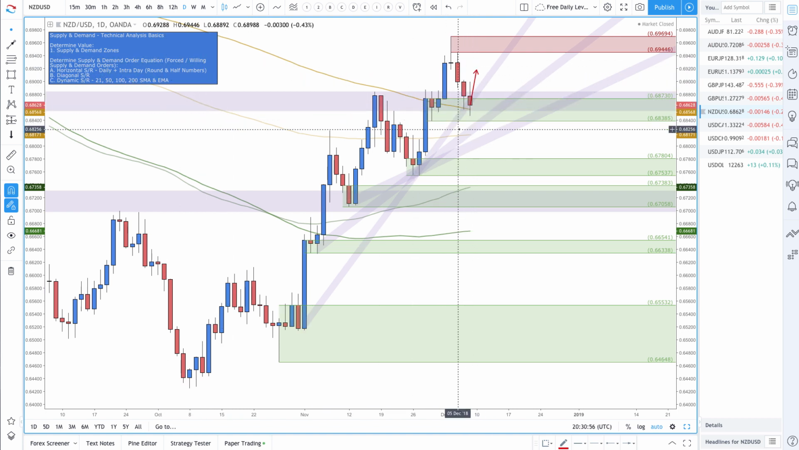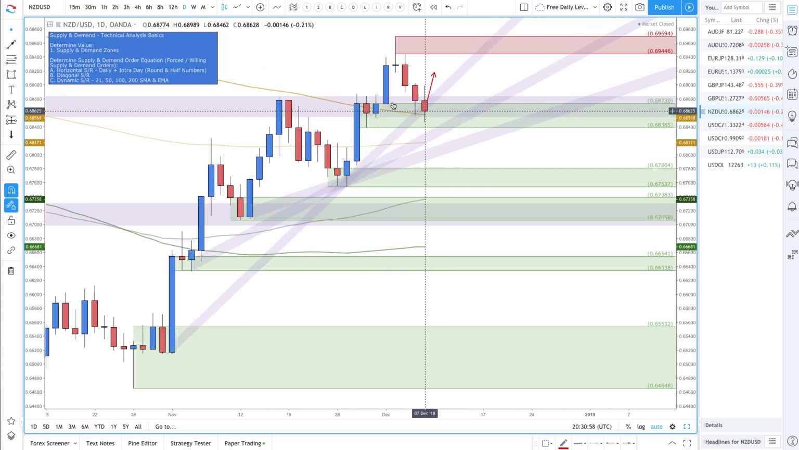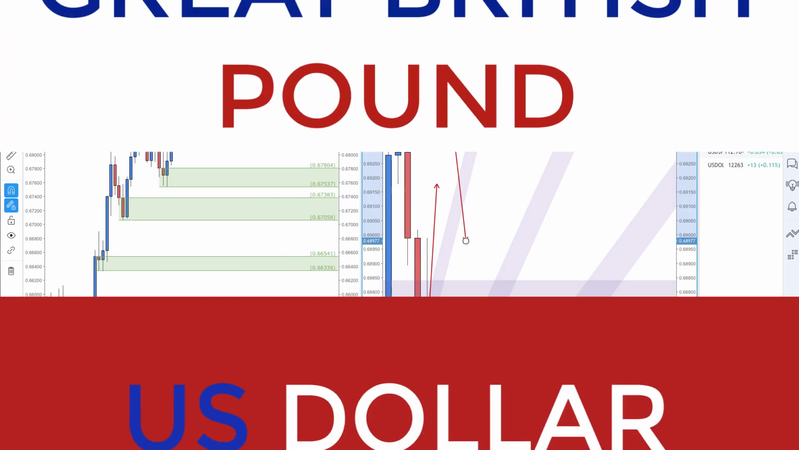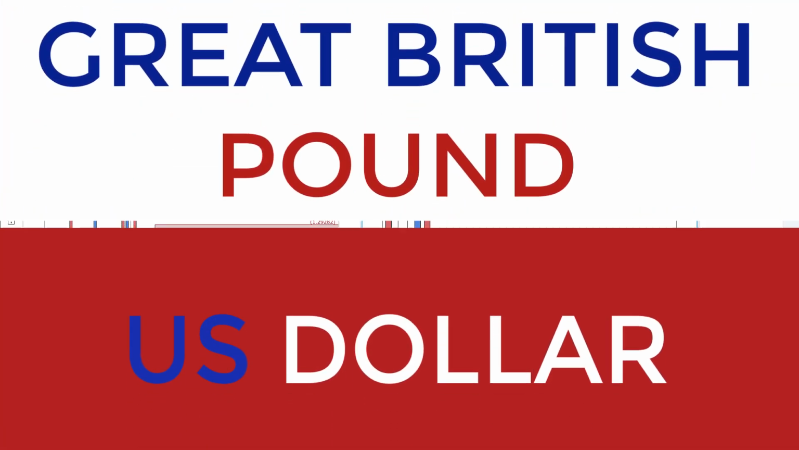But again, technically it looks good, but from a fundamental perspective, why do you want to be a buyer of the New Zealand dollar over the US dollar? That's the question you have to ask yourself. It's not always about the technicals. But if you're looking to be a seller, then pretty much this supply zone is the area where you're looking to potentially get short if prices do come back up to this area here. So then moving on to the pound dollar.